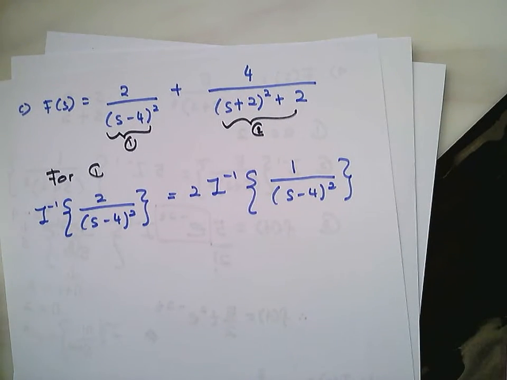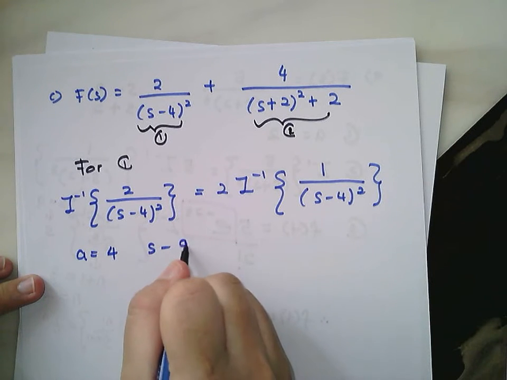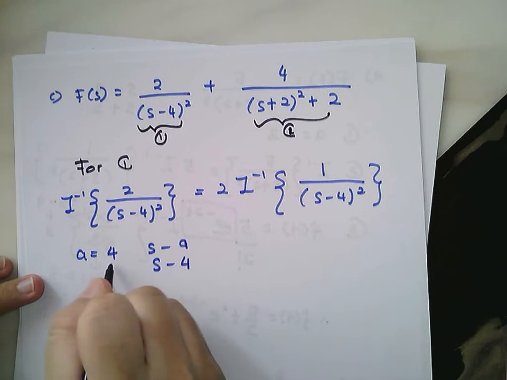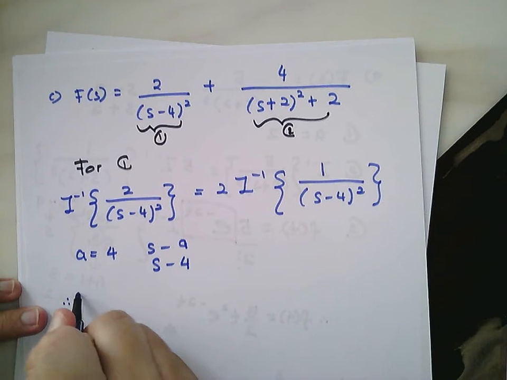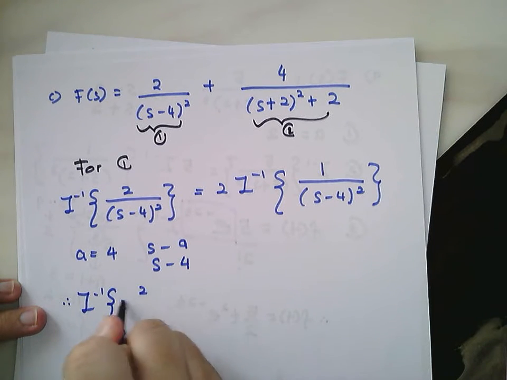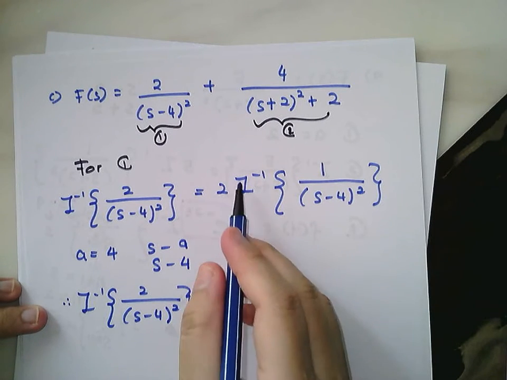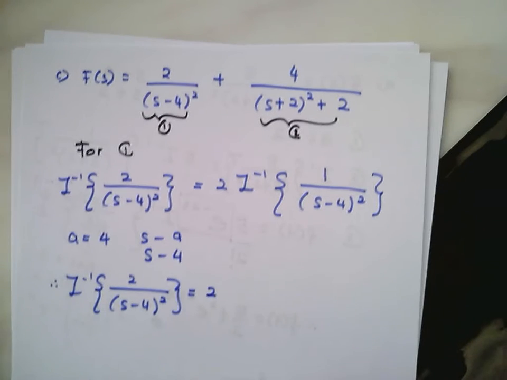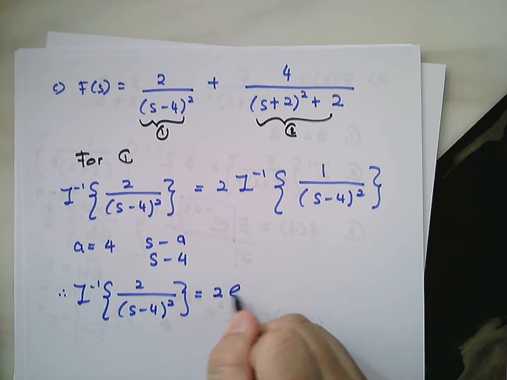So get the value of a. So you know that your a is equal to 4. Why? From s minus a, and what you have is s minus 4. So that's why your a is equal to 4. So therefore, the inverse of 2 over (s minus 4) the whole thing squared is equal to 2. Okay, so you need to apply first shift. Remember, when you apply first shift properties, you need to have the exponential function term. So 2 exponent at.